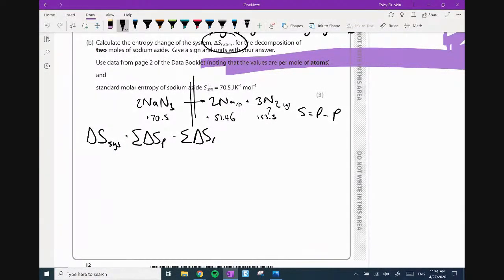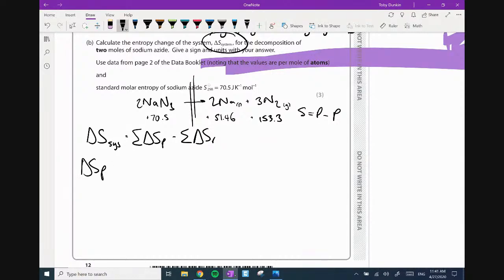153.3, which makes great sense, because it's a gas. Right, so we now need to do the total entropy change. Let's do the products first. Let's do the sum of delta S. It's such a habit of writing delta H.